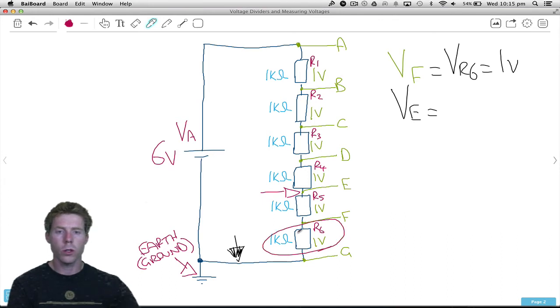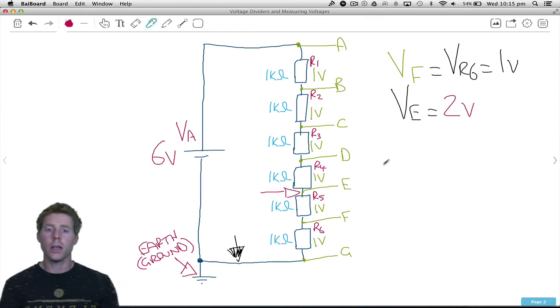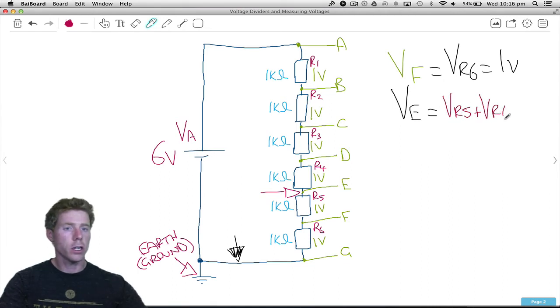That is 1 volt, so point F is sitting at 1 volt above Earth. But there's a second resistor, this one, which also has a volt. So it is sitting at 1 plus 1, 2 volts. So VE is the combination. In fact, I'll write this up. VE is like saying VR5 plus VR6, because there's 2 resistors between that point and ground, so it's 2 volts.